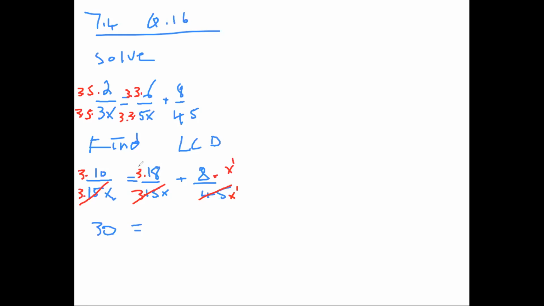3 times 18, 54. Plus 8x. Actually, you can work that out, right? Yeah, definitely. You can now minus 54 to the other side to leave the 8x. So that's a much easier equation.